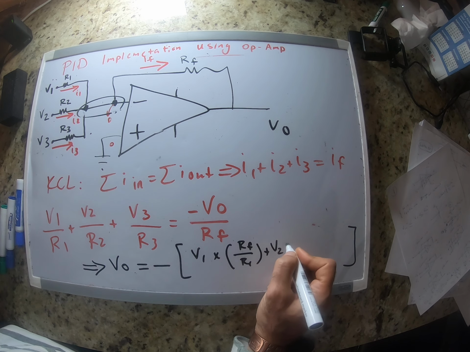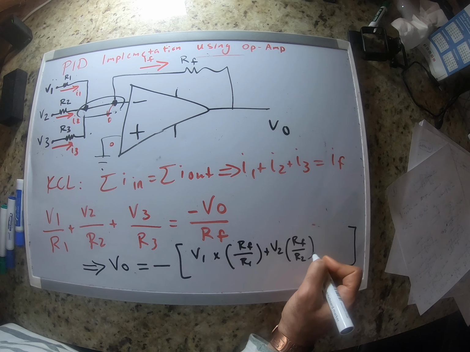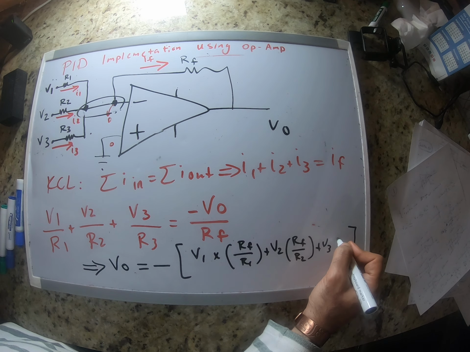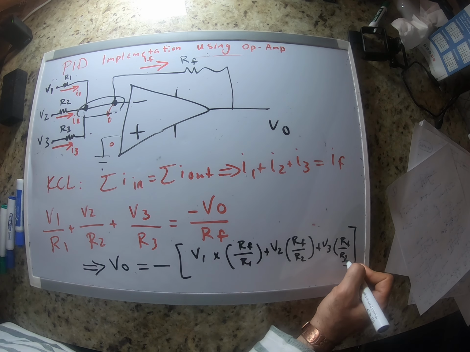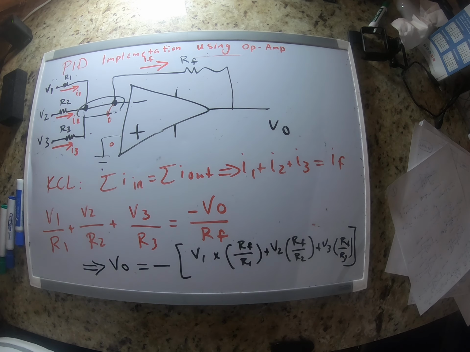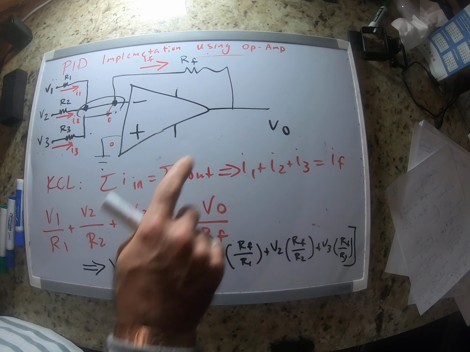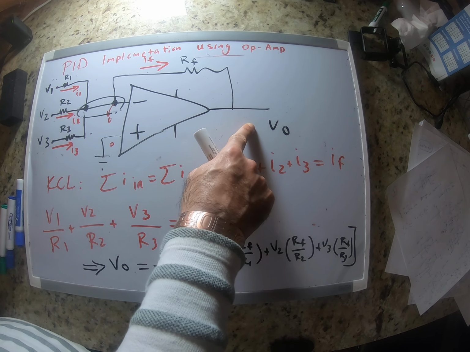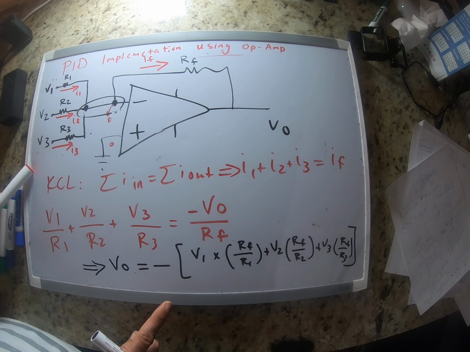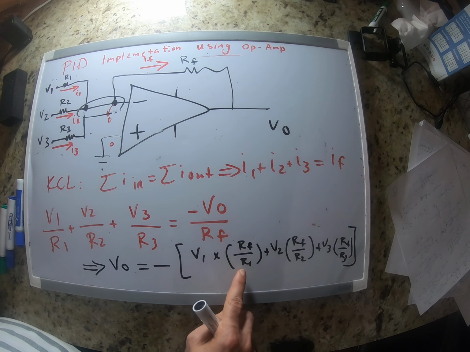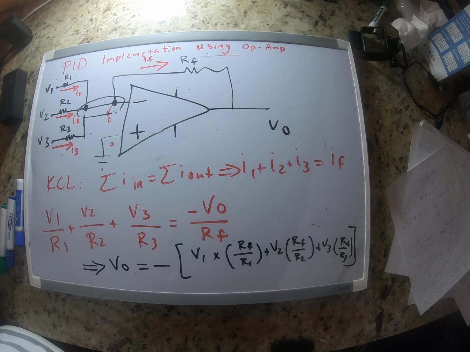plus V2 times RF divided by R2 plus V3 times RF divided by R3. Okay, so this shows that the output voltage is basically a linear combination of the input voltages. Okay, and all of these coefficients are positive because these are resistors, right?